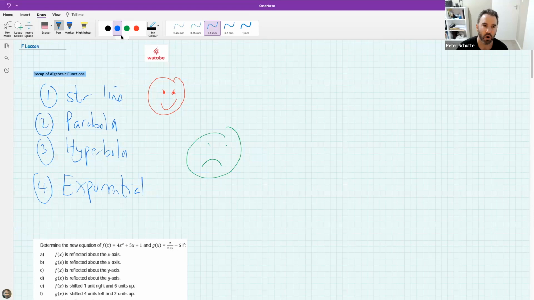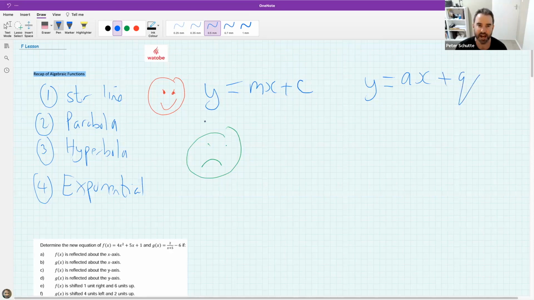So often the straight line we talk about as y equals mx plus c, sometimes some textbooks have y equals ax plus q. And then what's the one that you dislike the most?